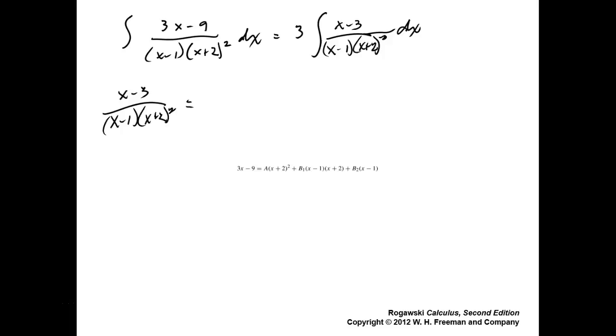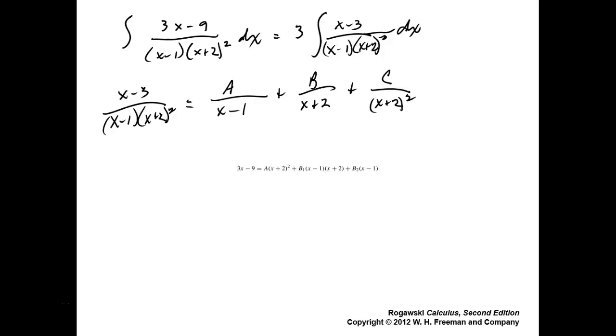Basically, yes, with the one exception that you have multiple powers. Over on this side, it would be A over x minus 1, plus B over x plus 2 to the first power, plus C over x plus 2 squared. They probably do B1 and B2, but it doesn't matter what you call it. When you have multiple powers, you just keep going. To me, it's easier to do A, B, and C because I don't forget to put my subscript in.